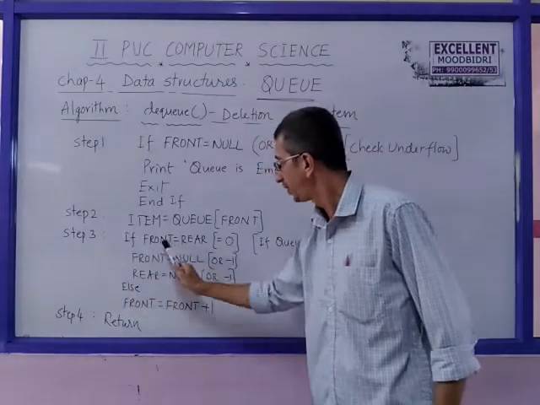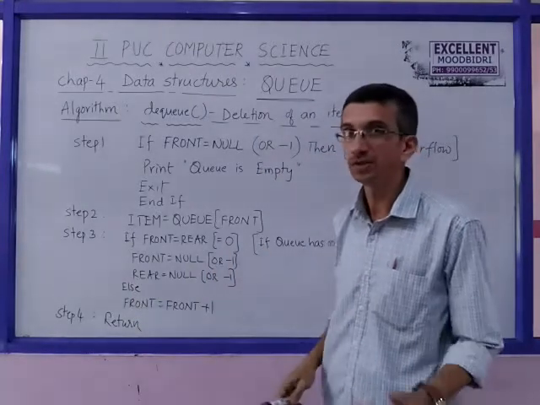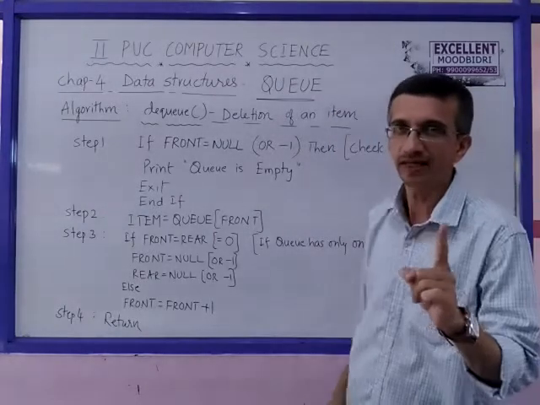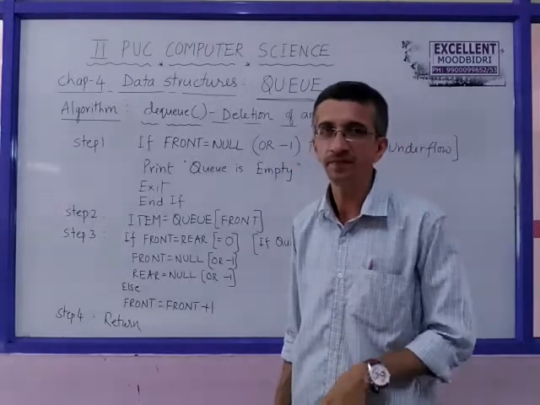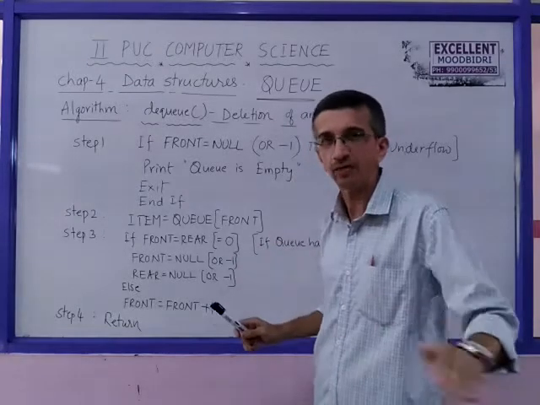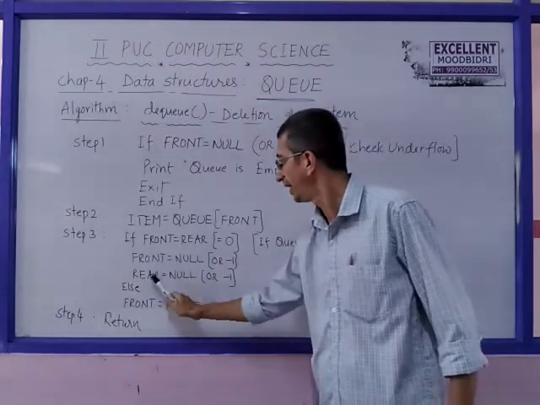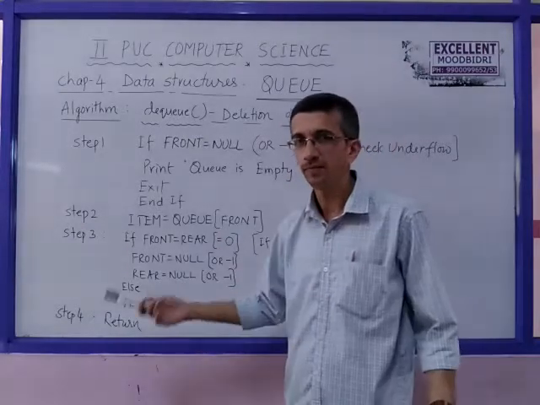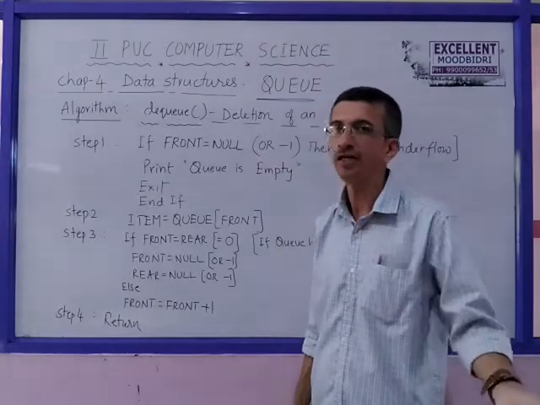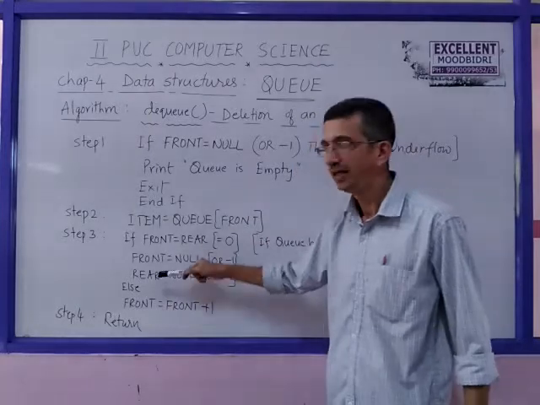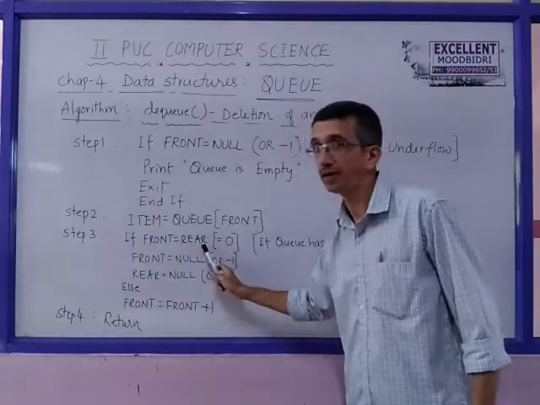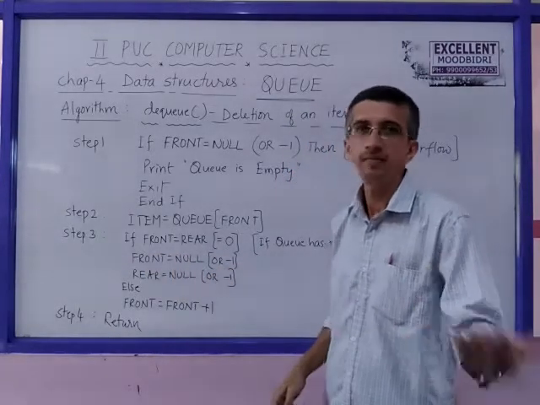Step 3: if front is equal to rear, or both are equal to 0. What do you mean by this? There is only one item. If the queue has only one single item, front and rear will both be the same, index 0. So if front is equal to rear, it means there is only one item. Delete that one also. How? Front is equal to null and rear is equal to null, or minus 1 also. That means the only existing item is also deleted. So step 3 handles the case where the queue has only one item: you check if front is equal to rear. If not, there are many items in the queue.